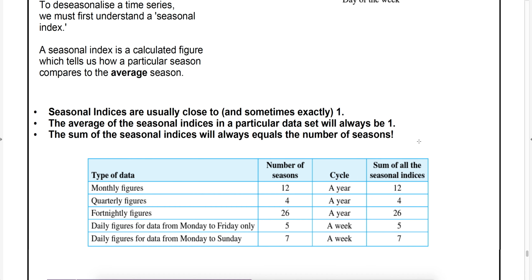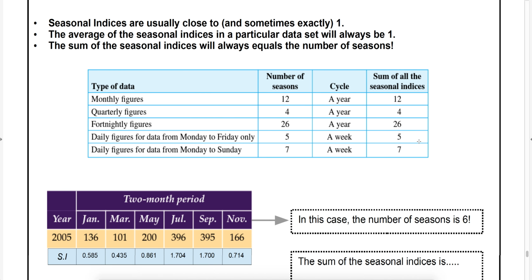Now, just a couple of things about them. When you calculate them, you'll see that they're usually close to 1. They'll be either slightly over, 1 point something something something, or slightly under, 0 point something something something. Sometimes they'll be exactly 1, and I'll tell you what that means if you get an index of exactly 1. There's something really special about them, which allows us to ask you some questions, particularly multiple choice questions, and that is that the average of the seasonal indices will always be equal to 1. So if you have a particular data set, you look at the indices within that whole cycle, they'll have an average of 1, always.